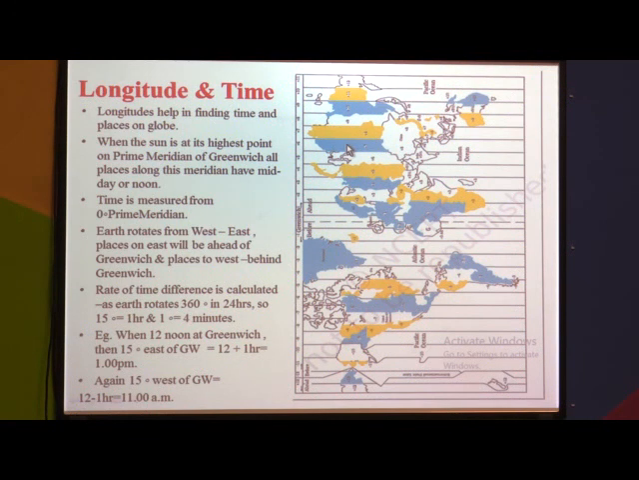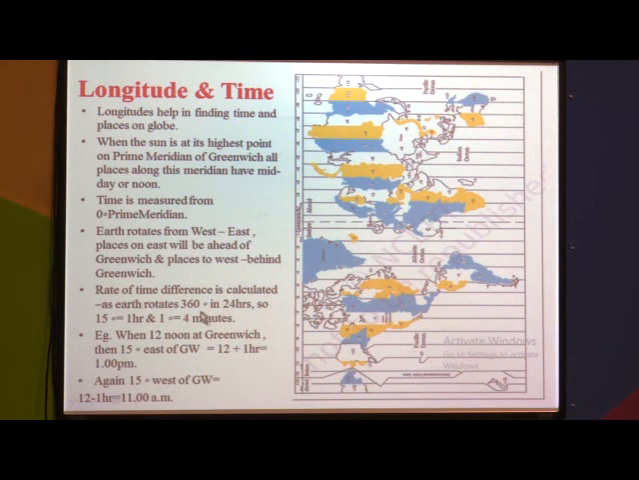Here 12 longitudes are 180 degrees, and again to the east there are 12 longitudes till we go to 180 degrees. So total we get 24 longitudes. Okay, 180 here, 180 here. So total we get 360 degrees, and the earth takes total 24 hours to complete one rotation.